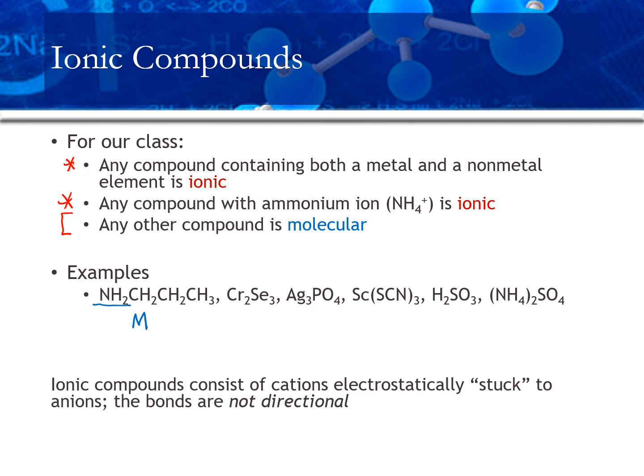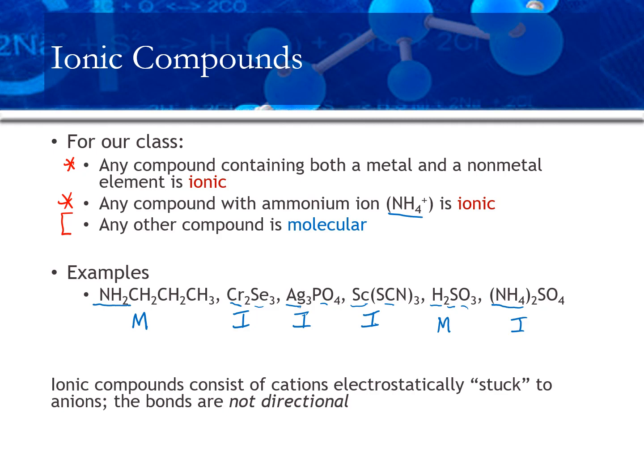In the next compound, we've got chromium, which is a metal, selenium, which is a nonmetal. Therefore, this is ionic. Here we have silver, metal. Oxygen is a nonmetal. Metal and a nonmetal, it's ionic. Scandium is a metal. Carbon is a nonmetal. Therefore, this is ionic because we have a metal and a nonmetal. Here we start with a hydrogen, which is a nonmetal. Sulfur is a nonmetal. Oxygen is a nonmetal. This is molecular. And lastly, we have a formula that begins with an ammonium. Therefore, this is ionic.